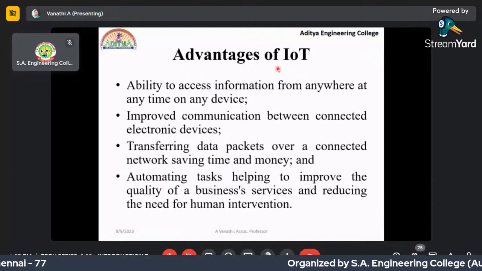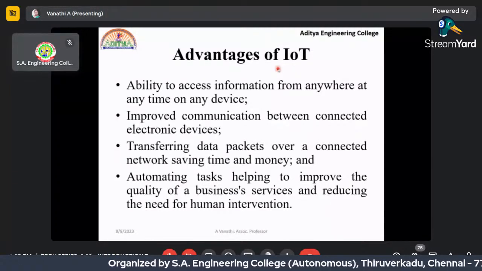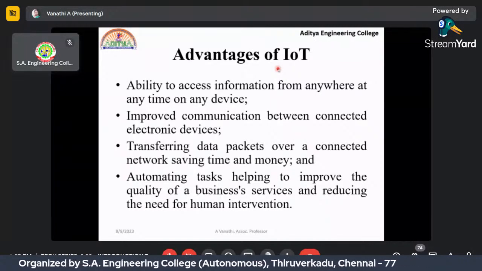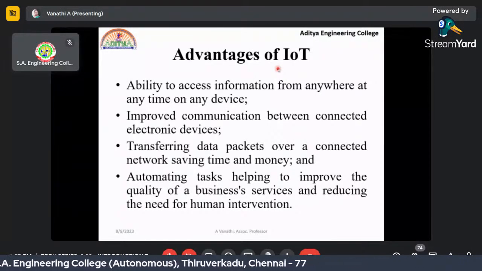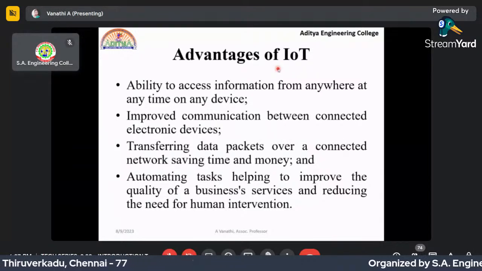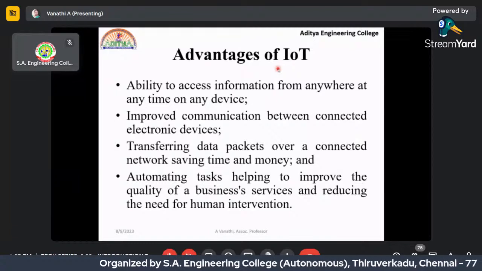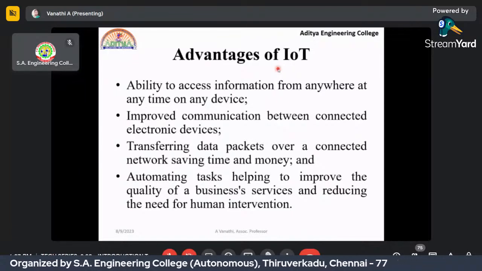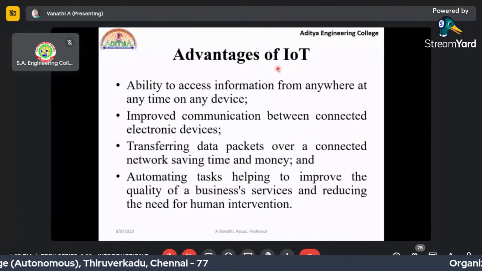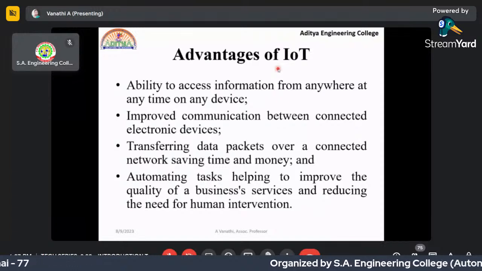So, the advantages. This device can be connected anywhere, and we can get information from anywhere, anytime, and using any device also. So IoT builds communication very well compared to the earlier days. With improved communication, we can get the data from time to time without any interruption. It can transfer the data packets over a connected network so that time and money will be saved.